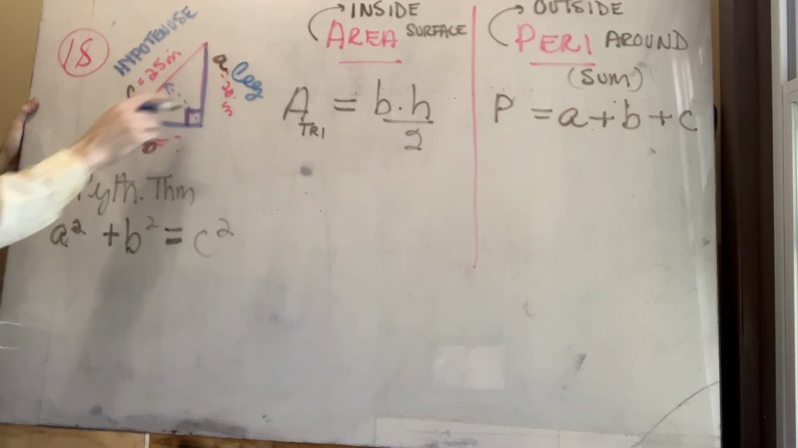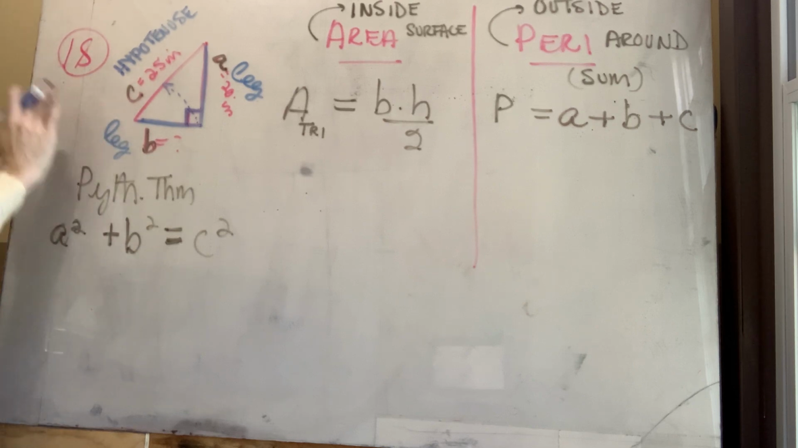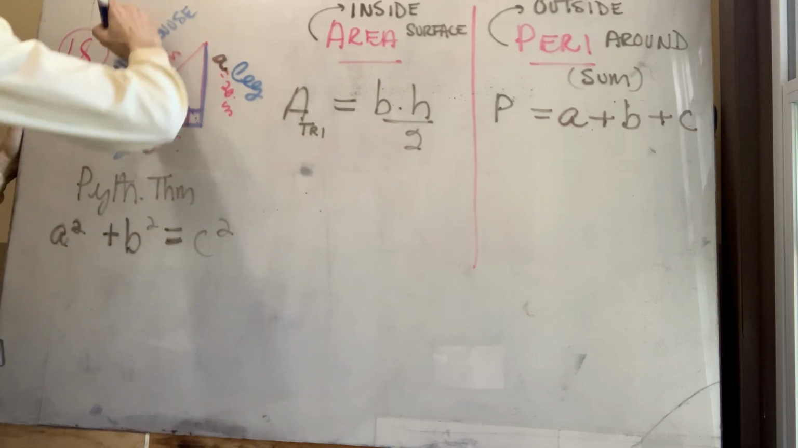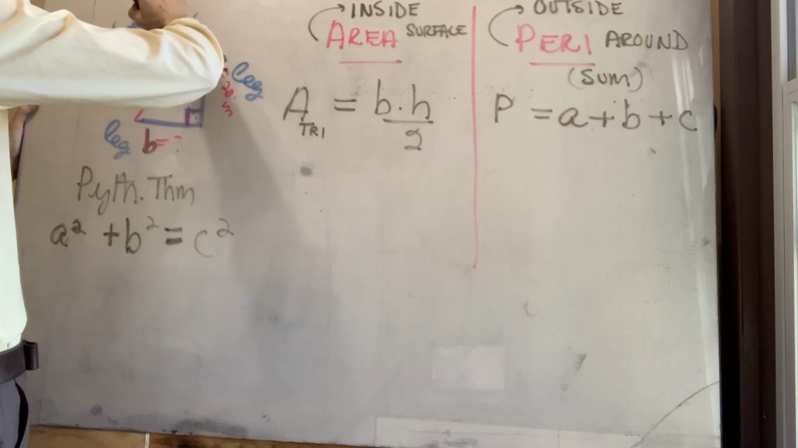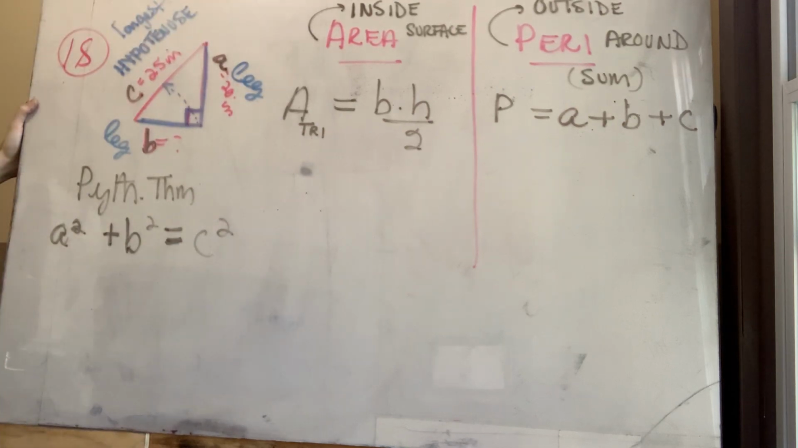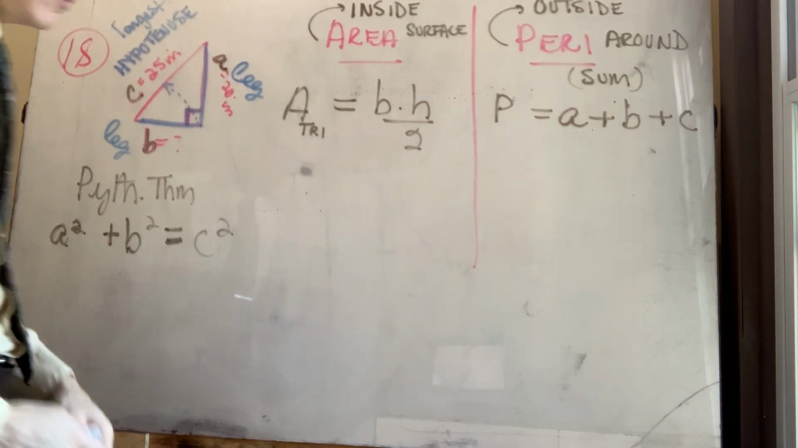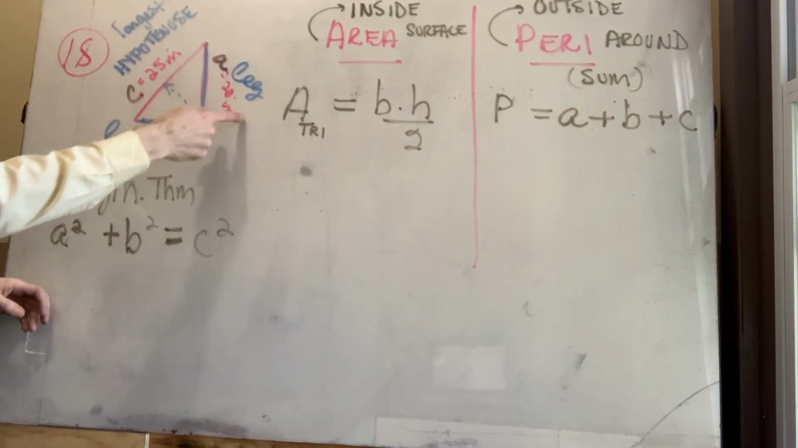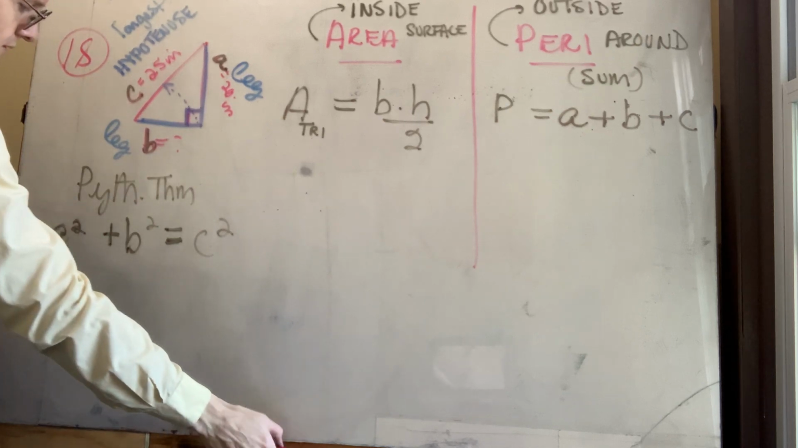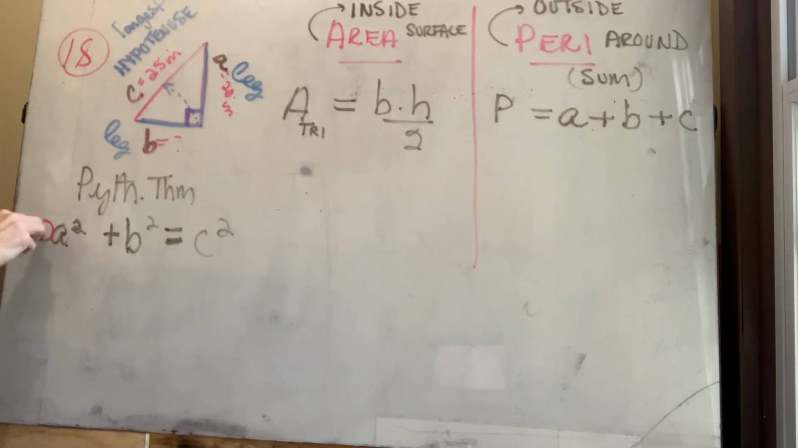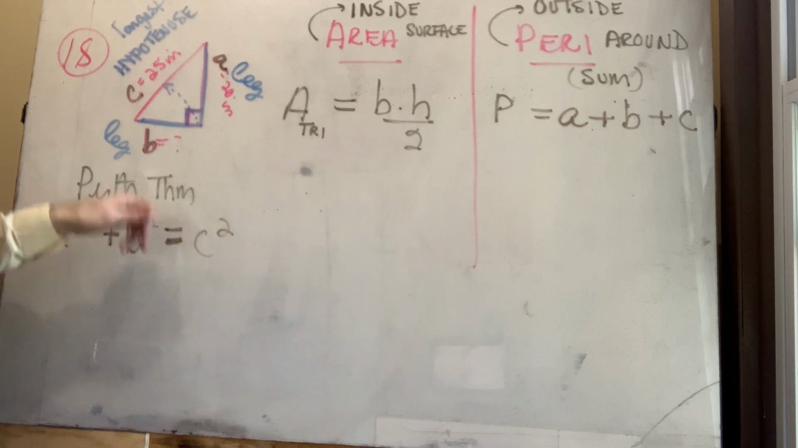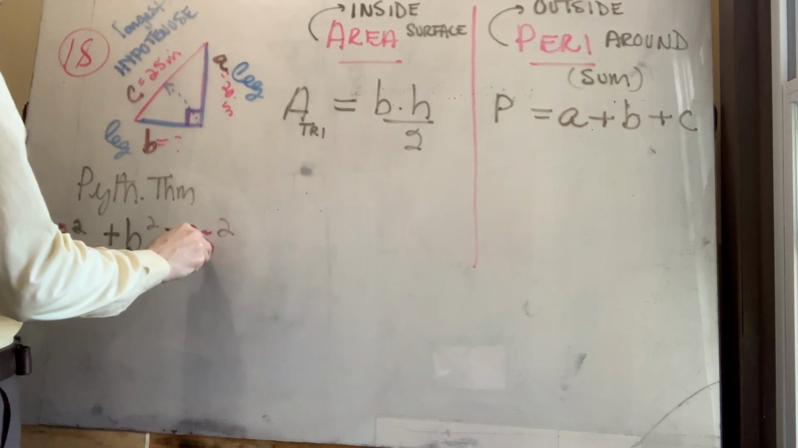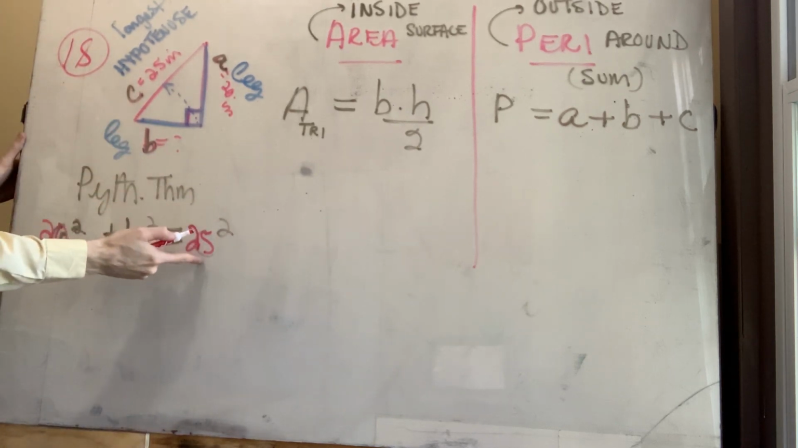The legs are interchangeable, but the hypotenuse is non-negotiable, right? This is the longest, no matter what. Now all of a sudden it's behaving better. Maybe because it is upside down. Okay. So that means that you could use 20 in place of A, and you would use 25 in place of C. It would have to be that in place of C.